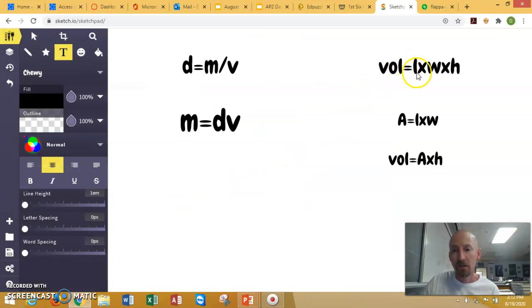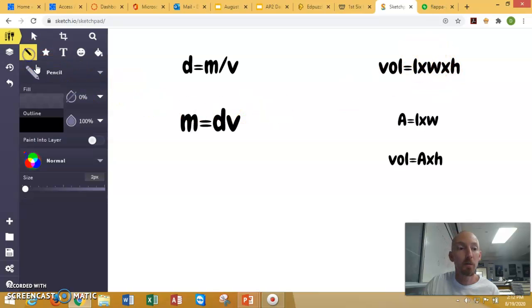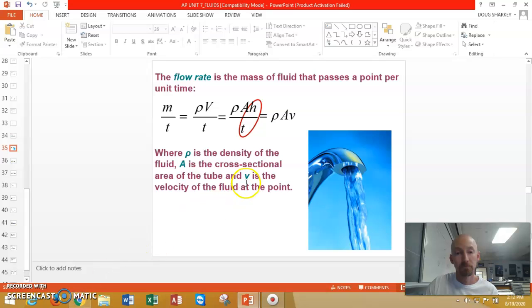Volume is length times width times height, right? What's this length times width here? Area is length times width. So I can take this length times width and replace it with area. So volume is equal to area times height is what they're doing.